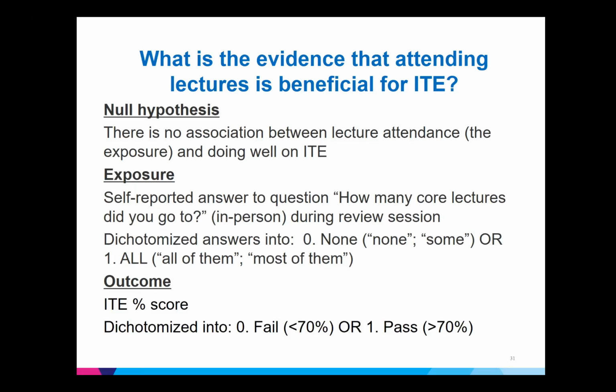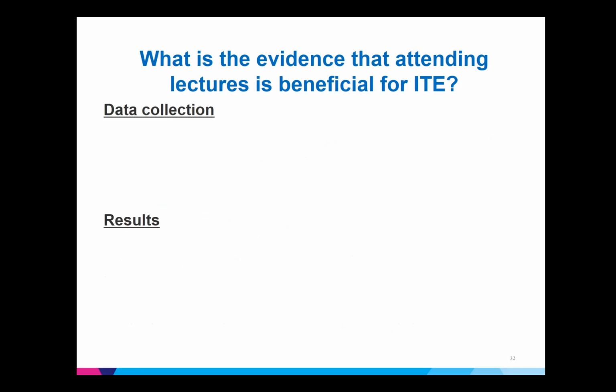So then the outcome would be, what was your ITE score? And you also look at whether you failed, where 0 would be less than 70%, you failed the ITE, or you passed. And this is a made-up example, okay? Don't read into any of this, because that's not the definition. Or you pass, 1 is that you pass, meaning it's more than 70%.